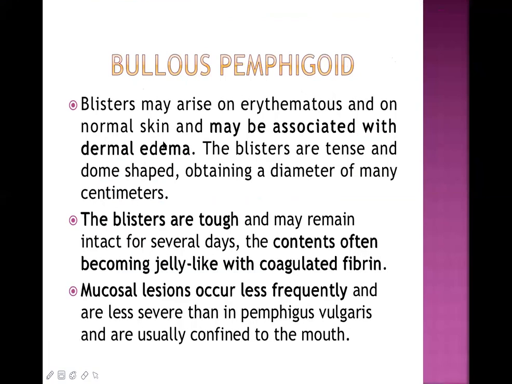Now let's move further. In bullous pemphigoid, the blisters may arise on erythematous and on normal skin and may be associated with dermal edema. The blisters are tense and dome shaped, and they have a diameter of many centimeters. Sometimes they can be really big also.